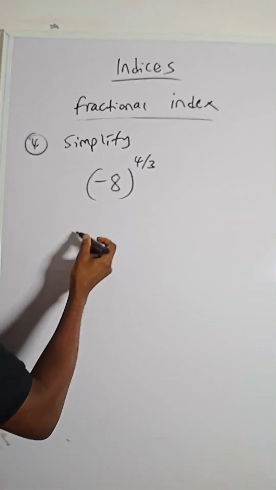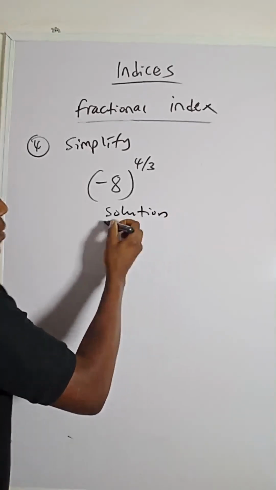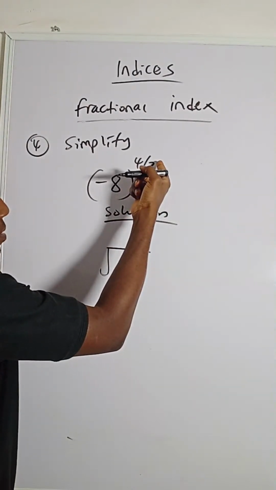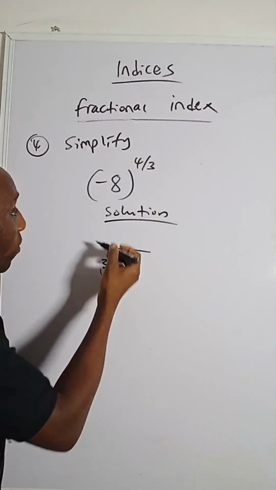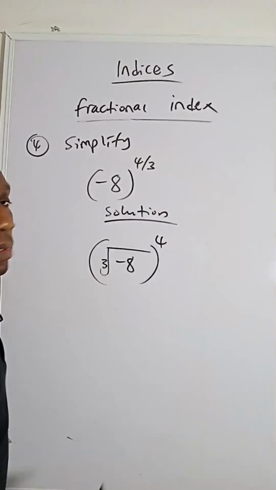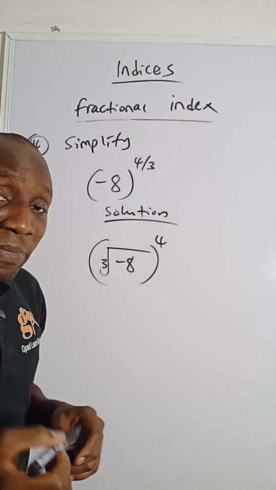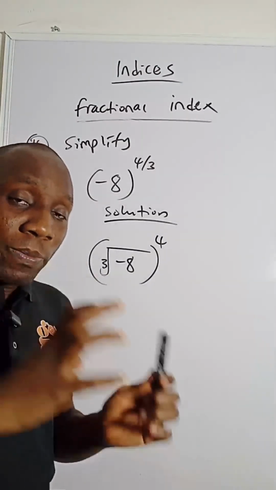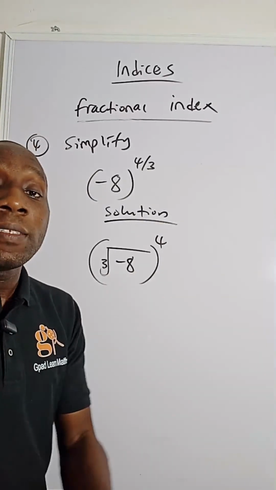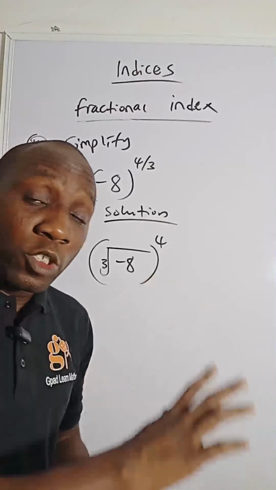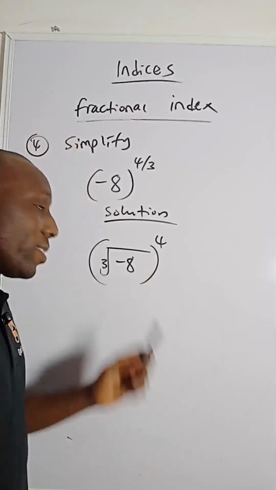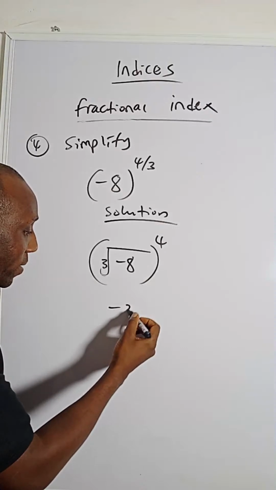See this, this can be rewritten as the cube root, because you have the denominator as 3. So the cube root of -8, all raised to the power of 4. And what is the cube root of -8? It means give me a number that, when I multiply it by itself 3 times, will give me -8. It's -2, because -2 times -2 is 4, and 4 times -2 is -8. So the cube root of -8 is -2.